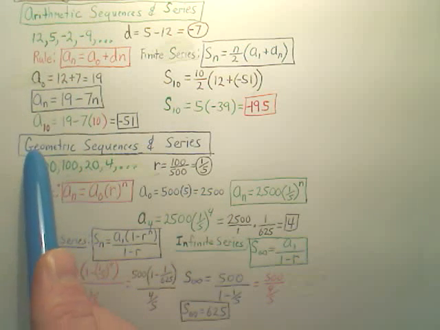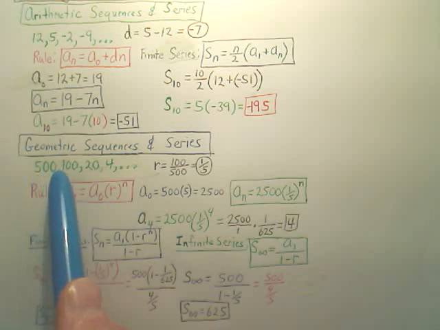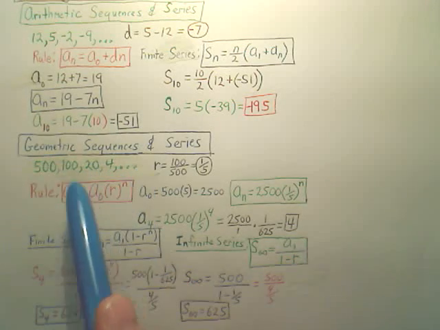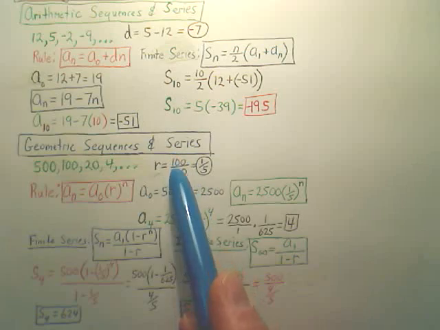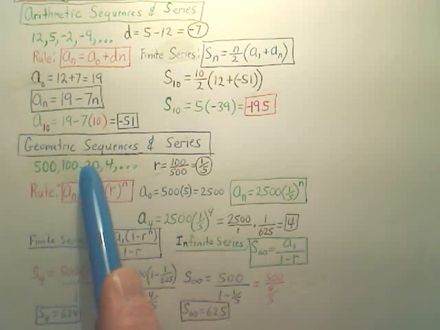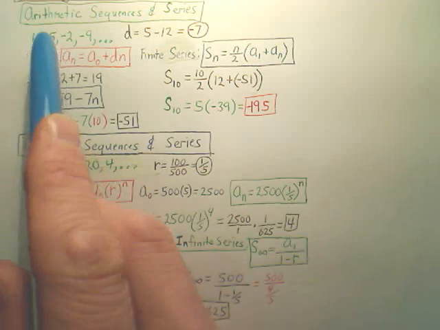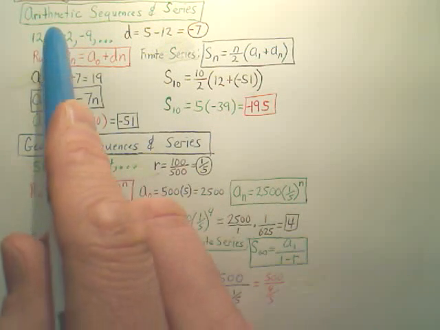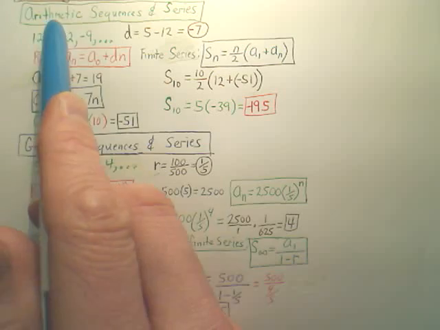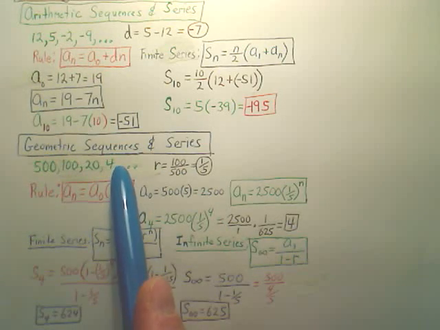Where if you go down here, geometric sequence, you'll see that these numbers are divided each time, they're shrinking. If you take 100 divided by 500, you get 1/5. So these are dividing by 5 each time, where these are subtracting 7 each time. So you first have to spot the difference between an arithmetic sequence and a geometric sequence.